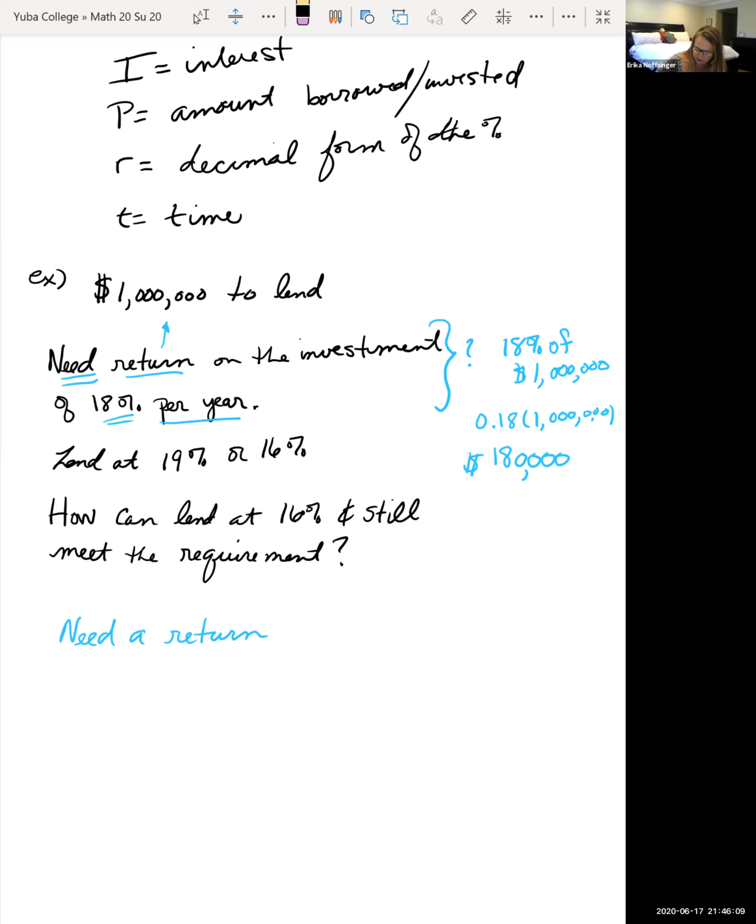Which means she needs the interest that she's getting back on lending this money. So the interest that she needs to get back is $180,000.